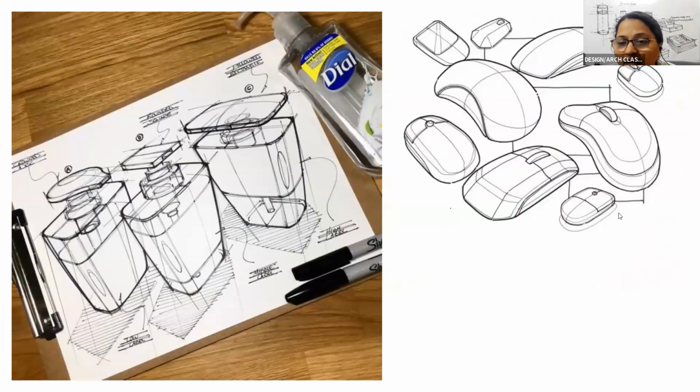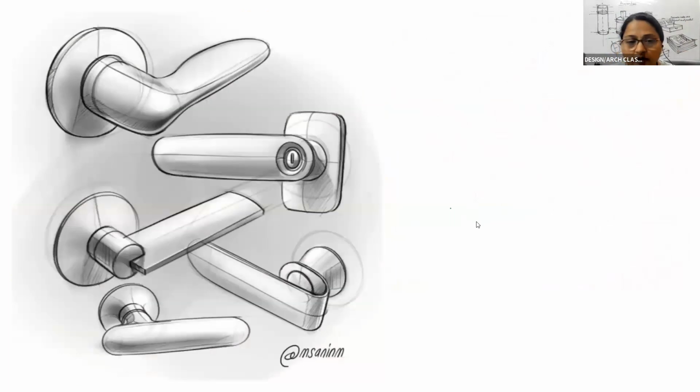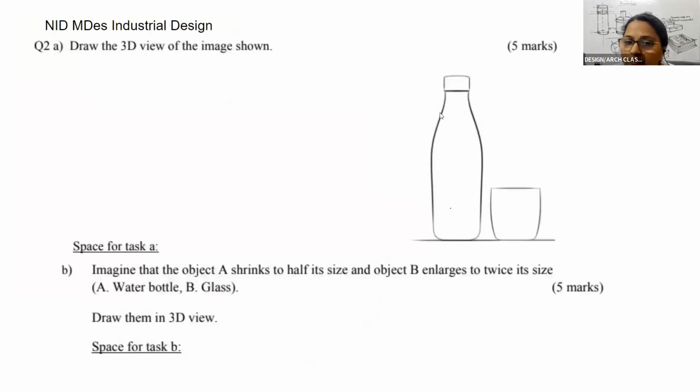Look at the various angles of this mouse. It is so beautiful. And again, this perfume bottle kind of thing, various angle, how it is functioning, how it is looking. See, toothbrushes. How can I draw a toothbrush from various angle? How can I study my own, handle of the door? See how beautifully 3D it is looking. So can you also do it or not?